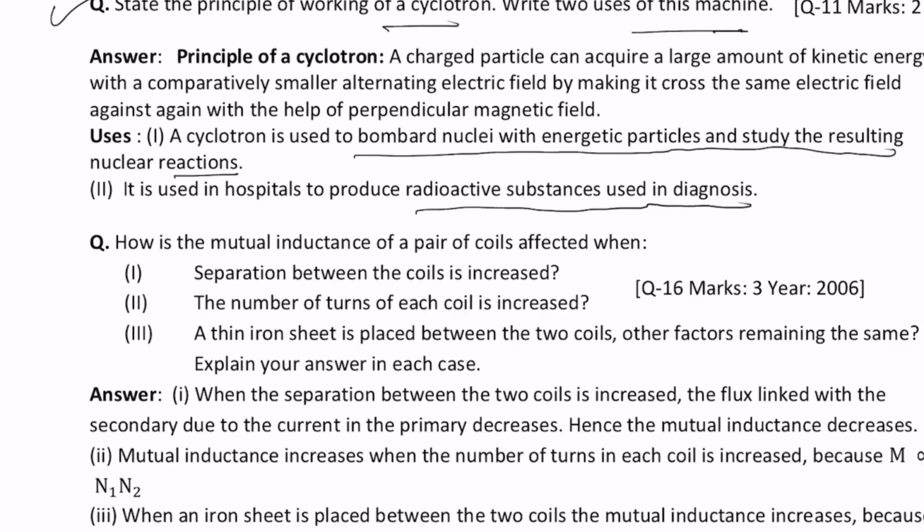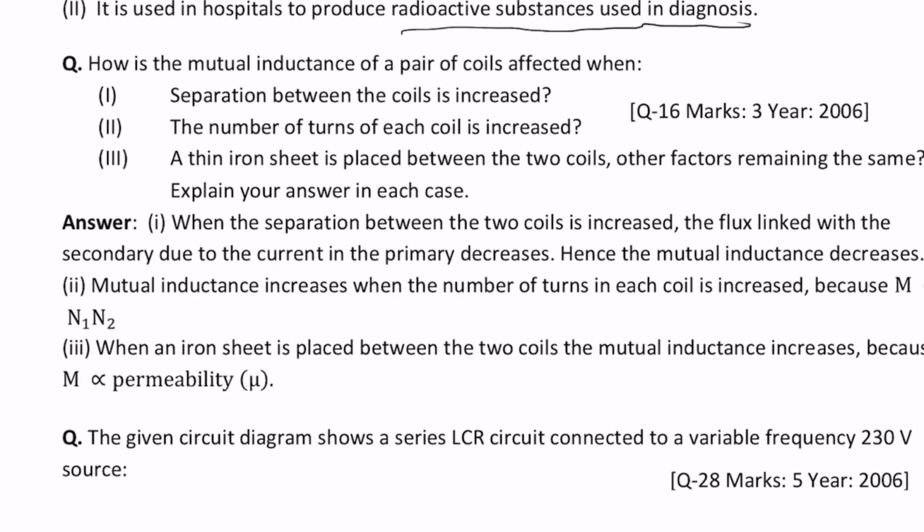Correct. Okay. Mutual inductance of a pair of coils. Now, how is the mutual inductance of a pair of coils affected when the separation between the coils is increased? Very good question. Now this will give you a clear understanding of whether you understood mutual inductance or not. The number of turns in each coil is increased. Okay. A thin iron sheet is placed between the two coils. Automatically it will carry more magnetic lines of force and the flux leakage will be reduced.